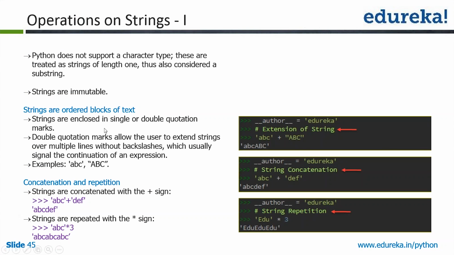The strings are ordered blocks of text. They are enclosed in single or double quotation. We already know how to create strings. Double quotation marks will allow the user to extend strings over multiple lines without backslashes. So this is one more capability that you can leverage when you use double quotes, which usually signal the continuation of an expression.